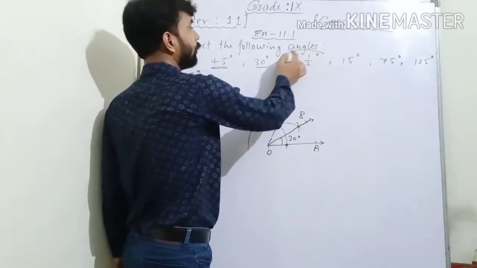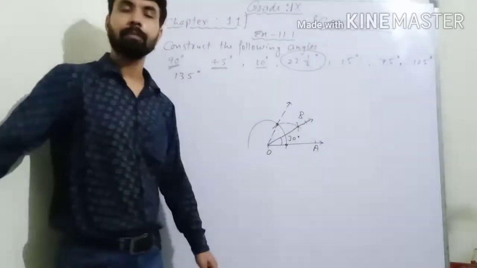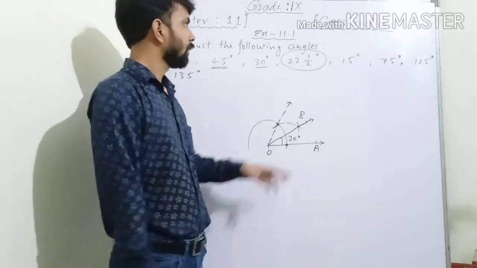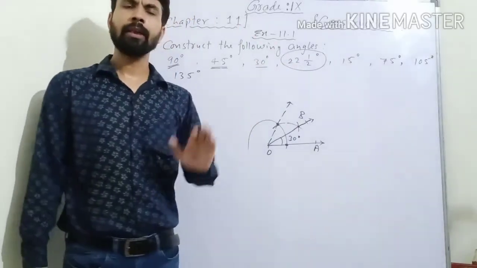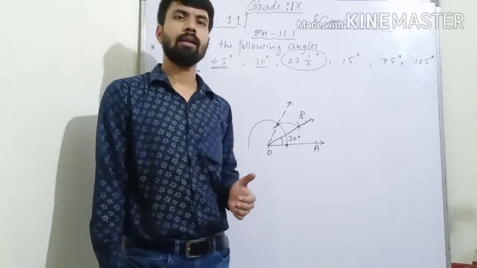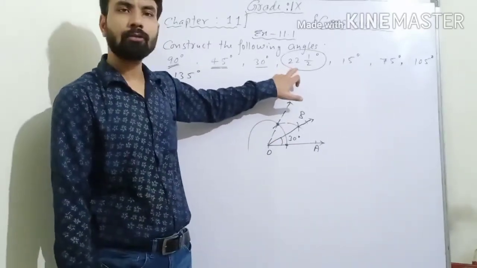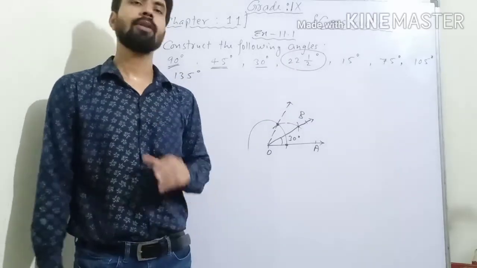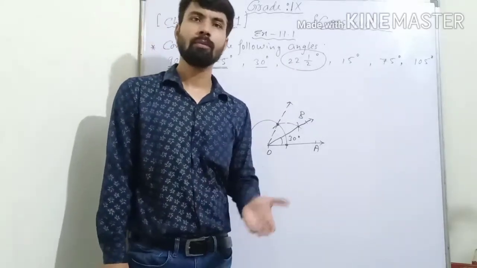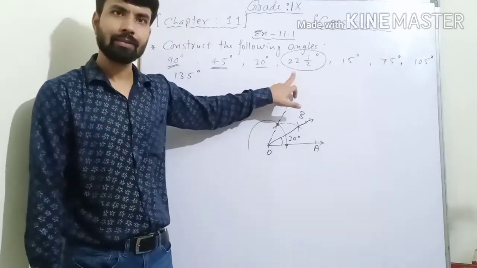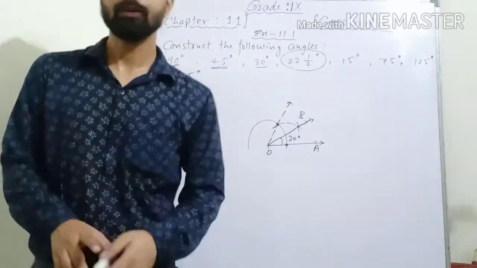Now 22.5 degrees. We know that 22.5 is half of 45 degrees. So first of all we will have to draw a 45-degree angle. After that we will bisect it. Understood? So how can we draw it?